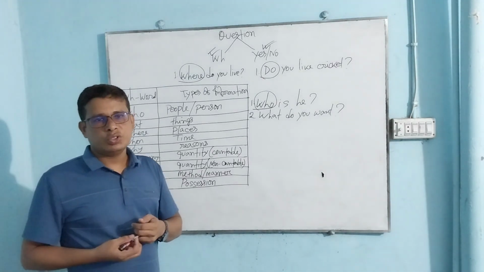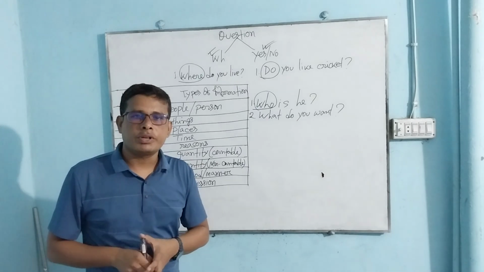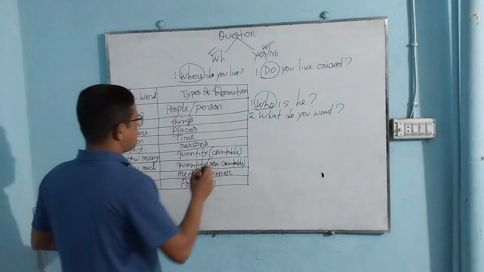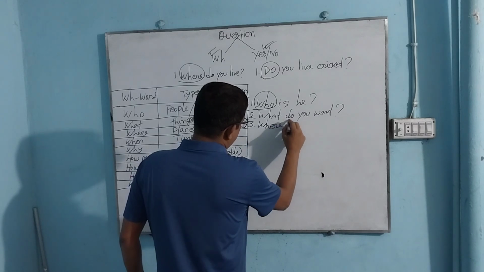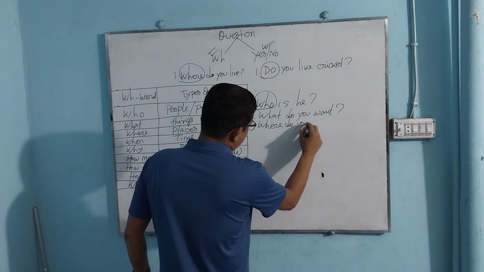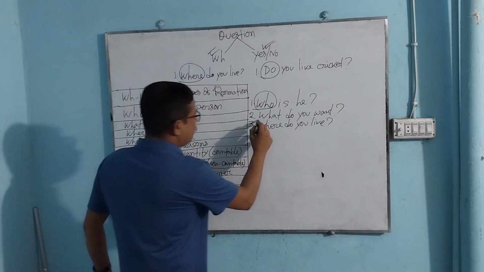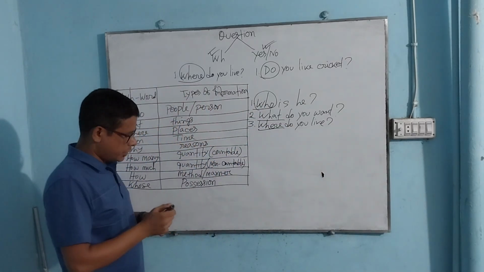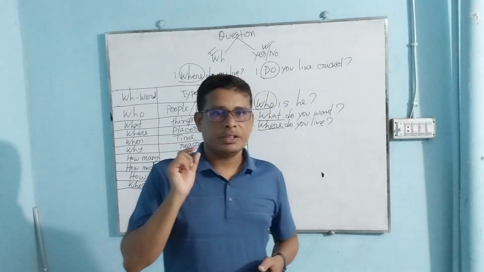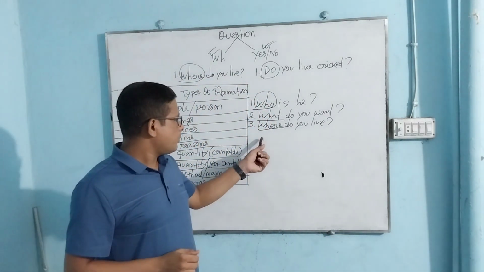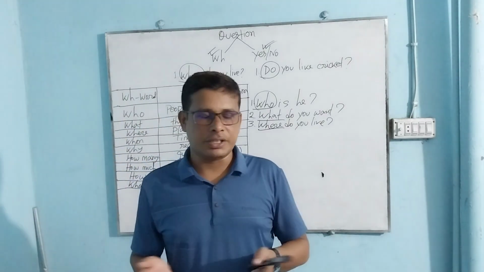Where is used to know about a place. Suppose, where do you live? In response to this question, you have to give a specific place. If I ask you where do you live, you have to answer, I live in Raspberry, or I live in Dhaka, or I live in Khulna, etc. Okay.